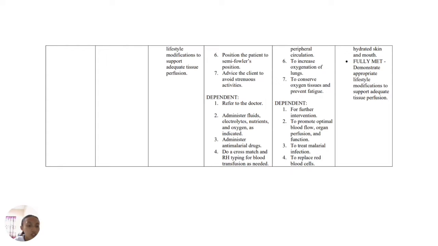So the dependent interventions, this is in collaboration with the doctors and other health workers. So refer to the doctor for further intervention. You have to administer fluids, electrolytes, nutrients, and oxygen as indicated to promote optimal blood flow, organ perfusion and function. Administer anti-malarial drugs to treat malarial infection, and do a cross-match and Rh typing for possible blood transfusion as needed. So this is to replace the red blood cells. Usually in malaria, the patient would manifest a low hemoglobin in the laboratory.